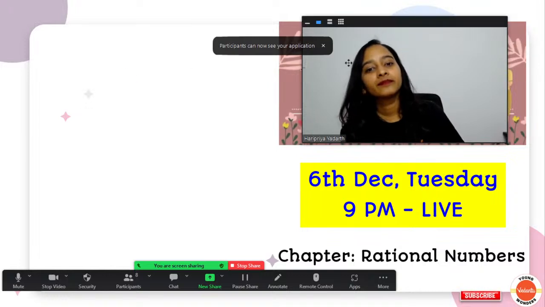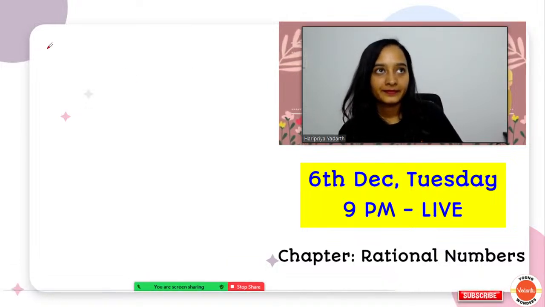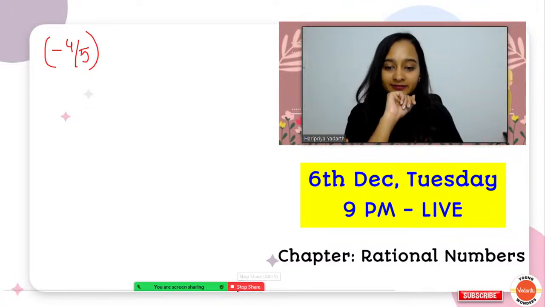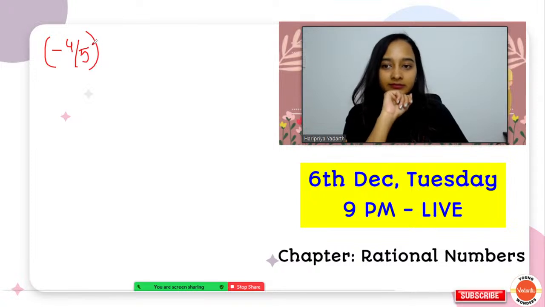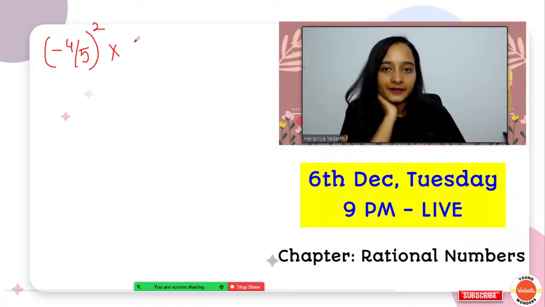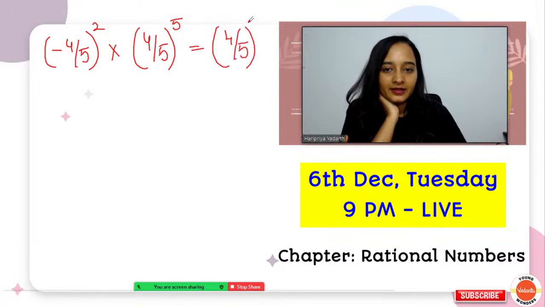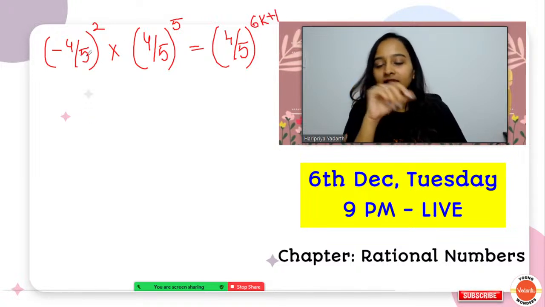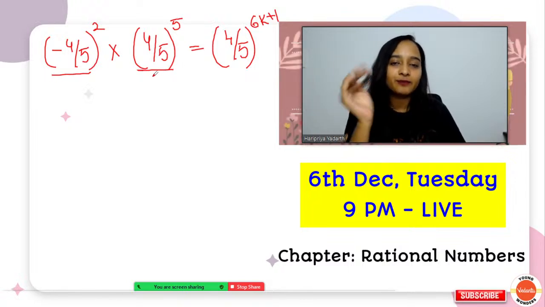So, ma'am, my question is that in the bracket minus 4 by 5, bracket closed to the power 2, into 4 by 5 to the power 5, is equal to 4 by 5 to the power 6k plus 1. Okay. There is a little twist here, guys, because you might think that ma'am, the bases are not the same, here one is negative and one is positive, so what to do.